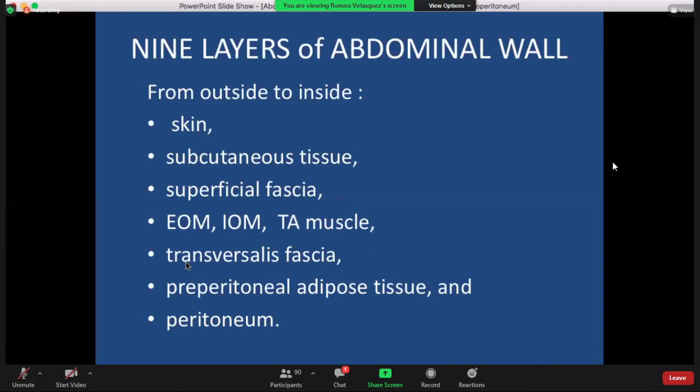Okay. Then transversalis fascia, peritoneal adipose tissue, and the peritoneum. So most textbooks will describe that as the 9 layers of the abdominal wall, lateral to the rectus abdominis muscle, the recti muscles.